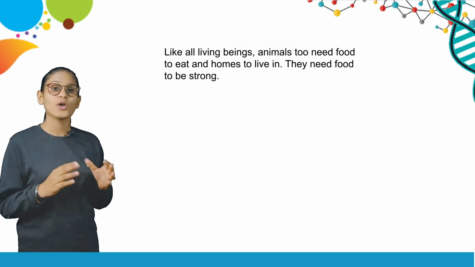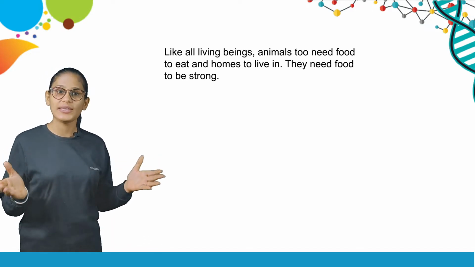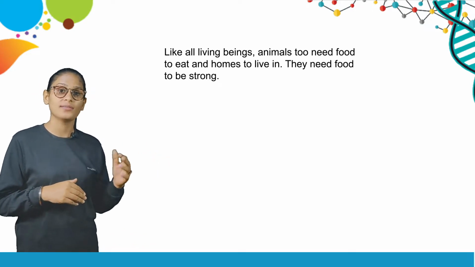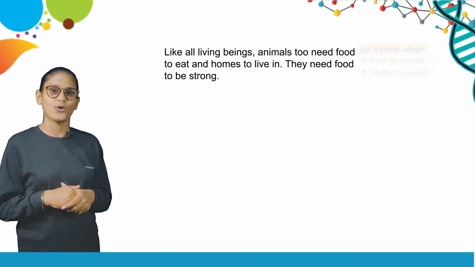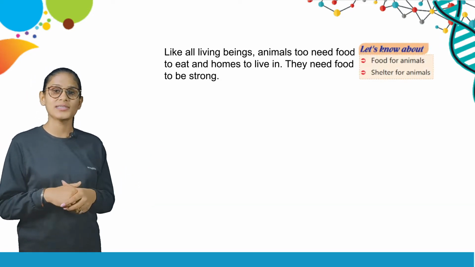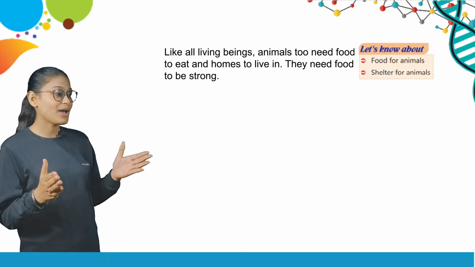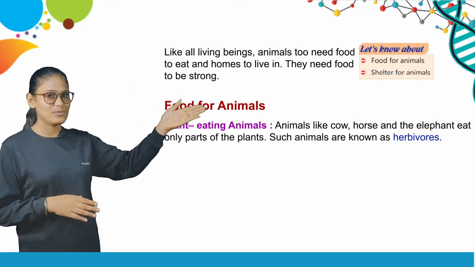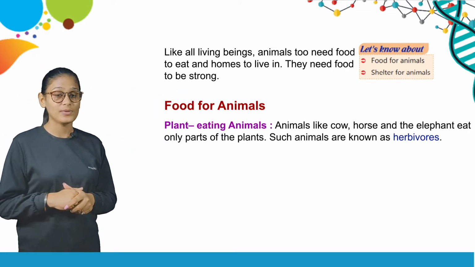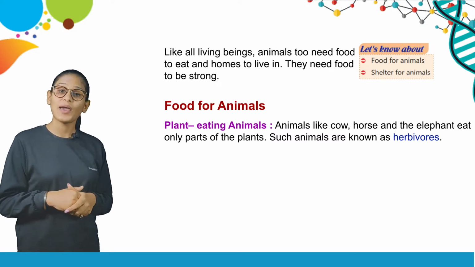Okay? Like all living beings, animals too need food to eat and homes to live in. They need food to be strong. Let's know about food for animals and shelter for animals. First, we discuss about food for animals. Plant-eating animals. Animals like cow, horse and the elephant eat only parts of the plants.